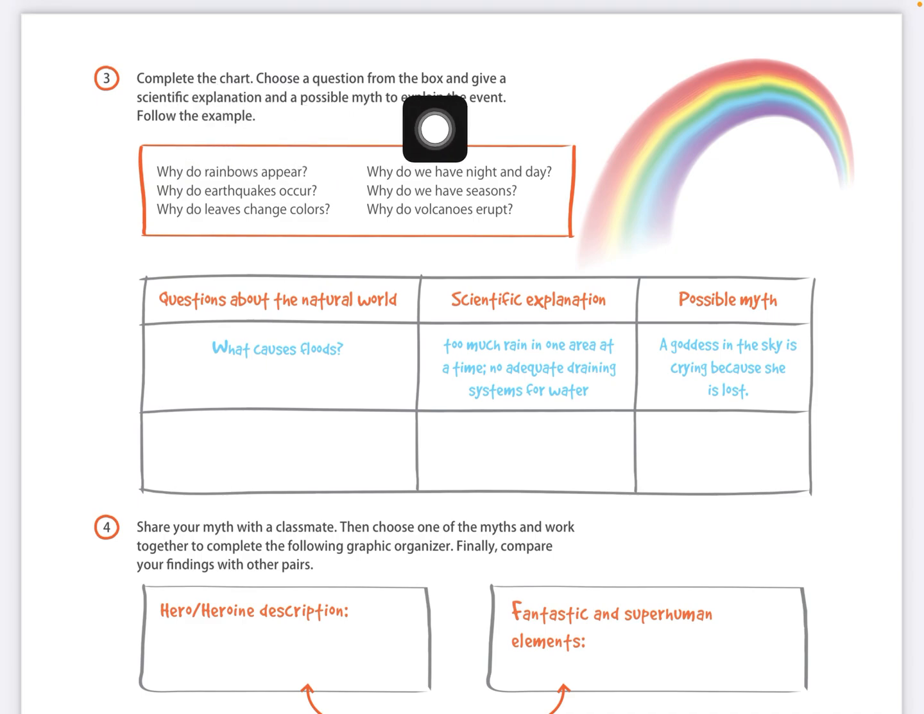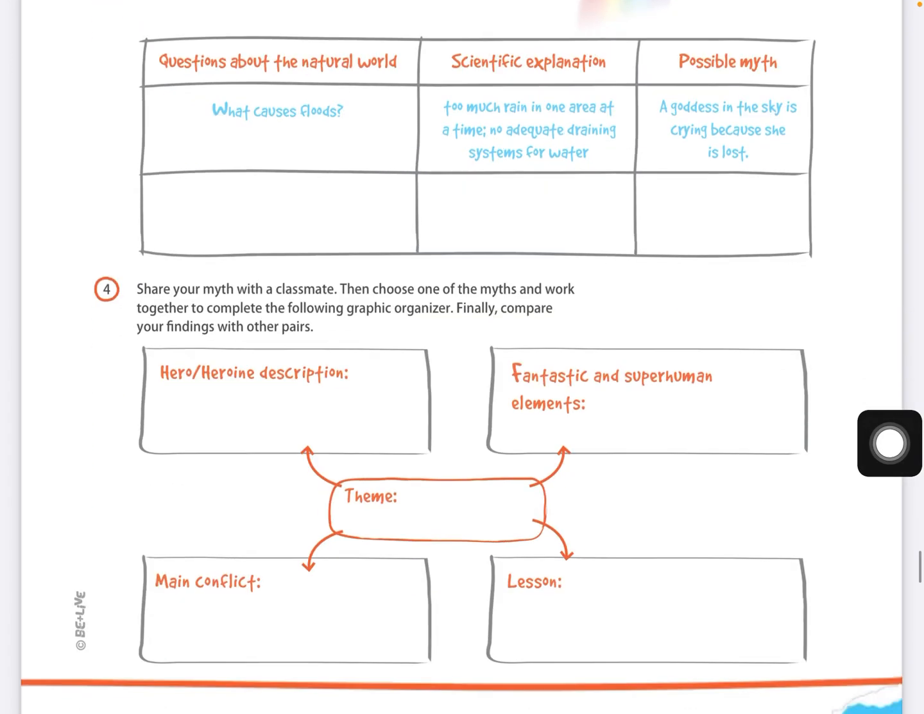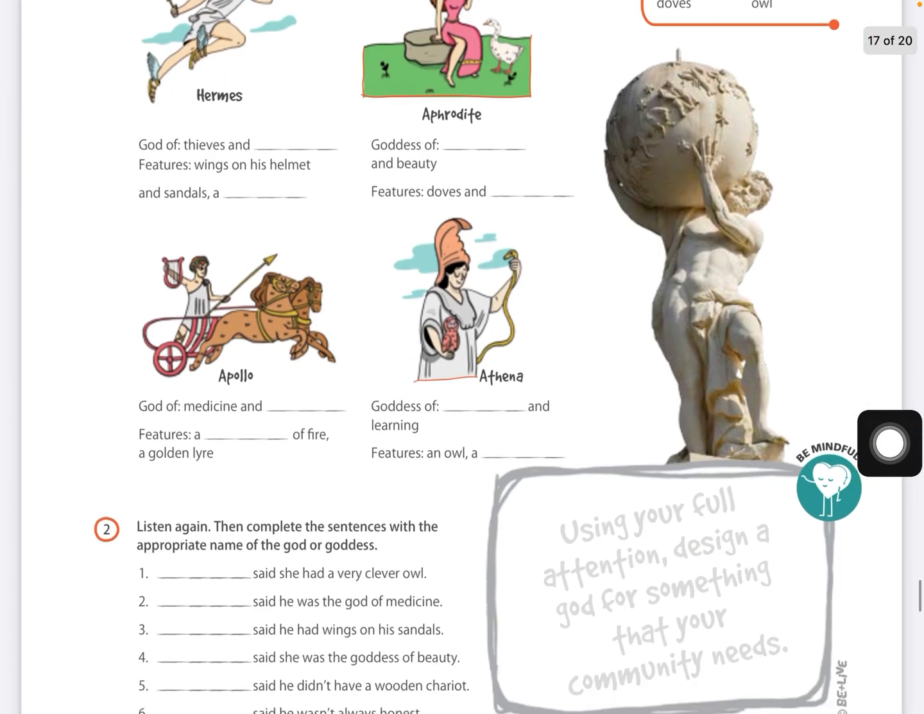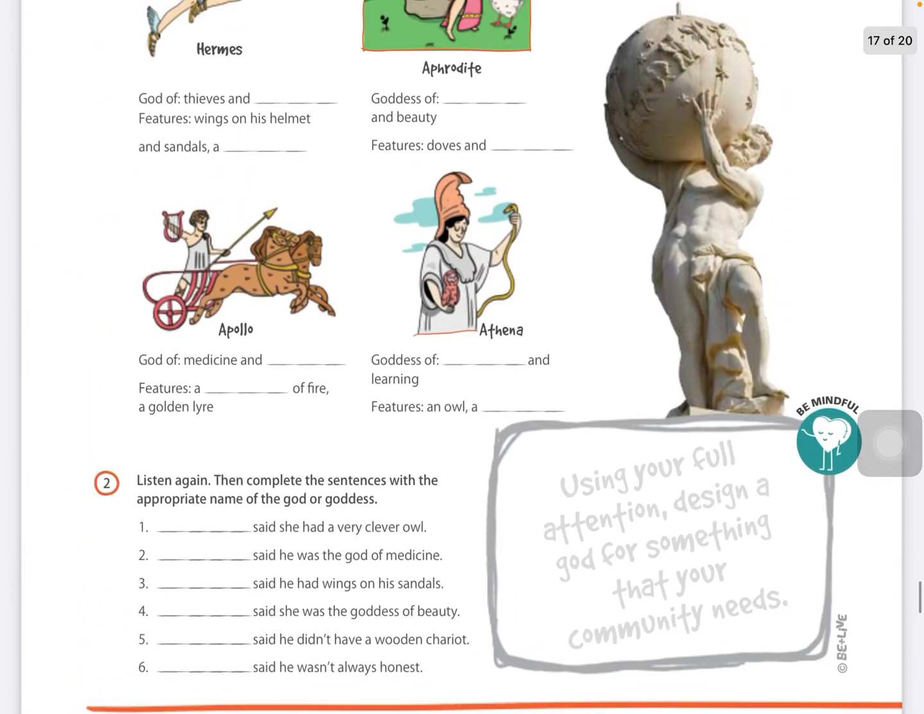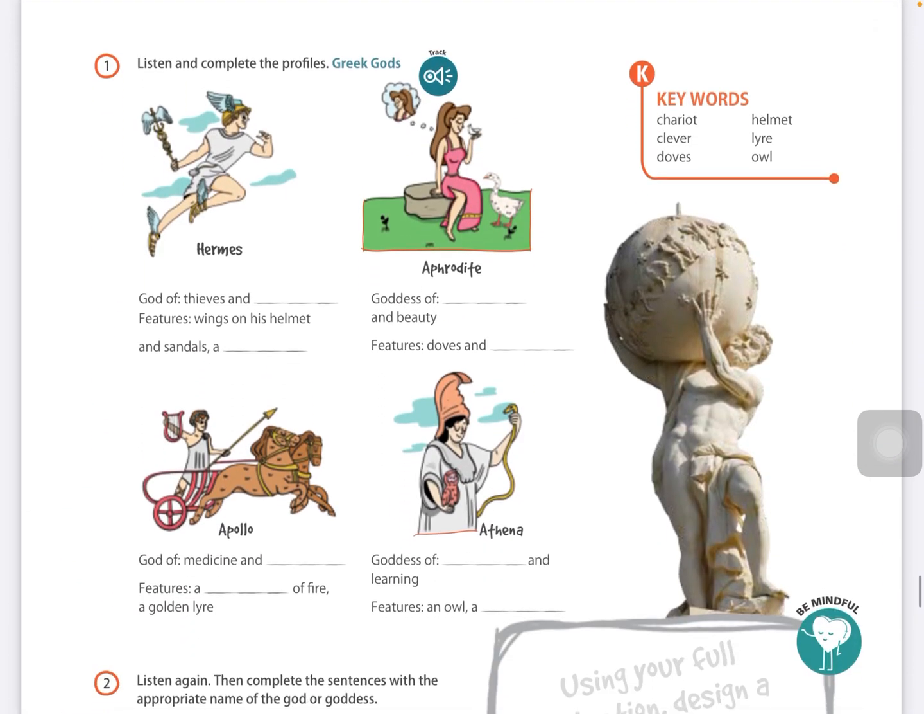Choose the question from the box and give a scientific explanation of a possible myth to explain the event. Follow the example. So we have different words and questions here, and you are going to describe the possible events or scientific events. Good. Then, in the final part, you go to page 30 and you go to point number 1 on page 30.